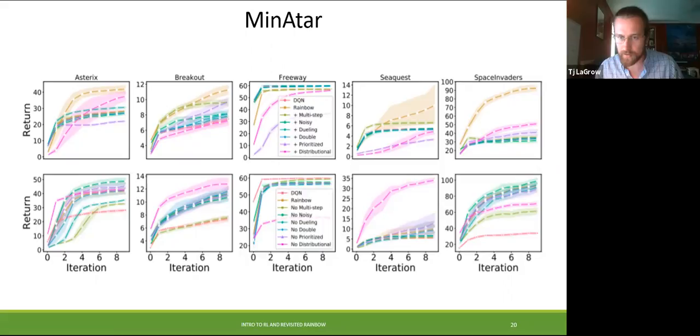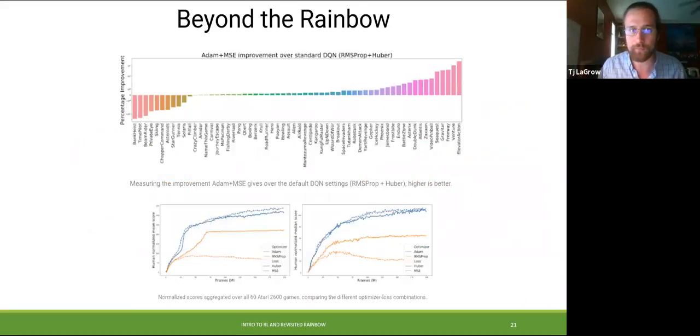Great. And what they did as well, and this is just a smaller section, is they tried to go beyond Rainbow. When DQN was first introduced, it made use of the Huber loss and RMSProp. These are common practices for researchers, as we know, but they are algorithmic design decisions. And so in the spirit of reassessing, they tried to do some comparison between Adam plus mean squared loss versus RMSProp and the Huber loss.